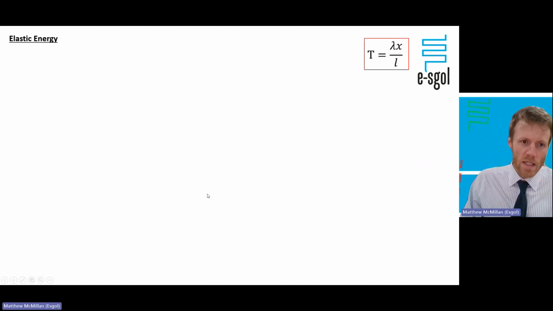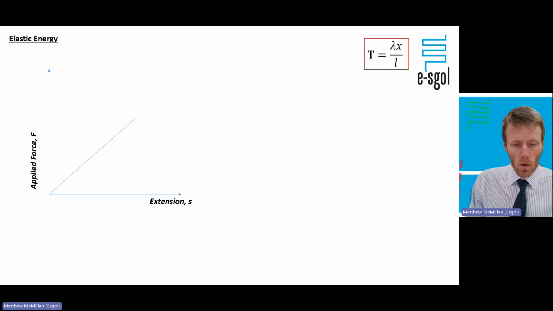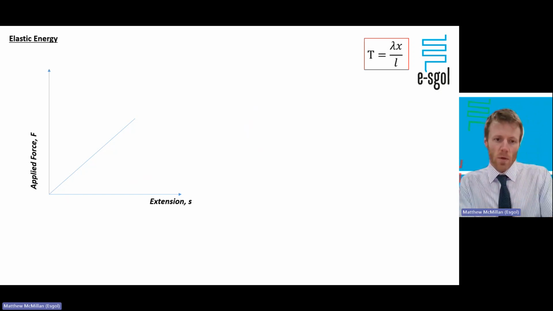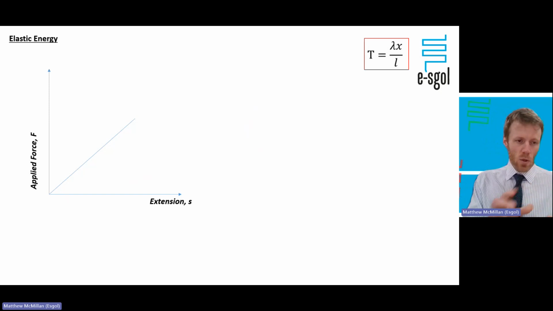So for the elastic energy, if we take a graph of the applied force, the applied force could be the thing that is compressing the spring, or it could be the thing that is stretching the spring. And we draw a graph of that against the extension. It should be linear because we're only looking at Hooke's law before the elastic limit. So we get this kind of linear graph.